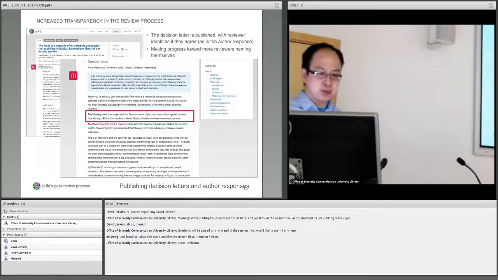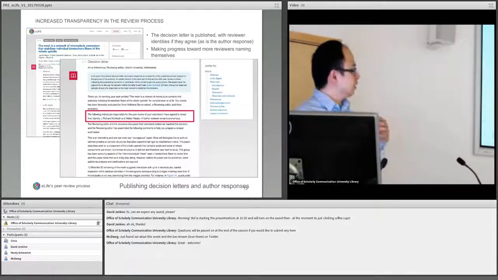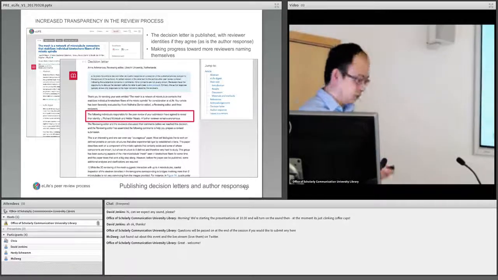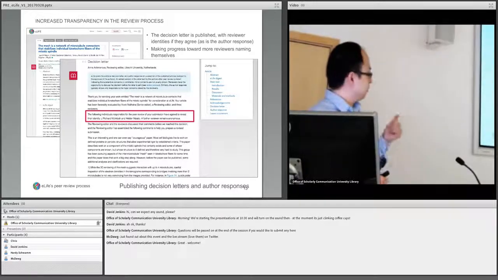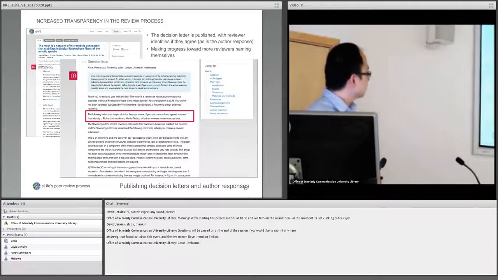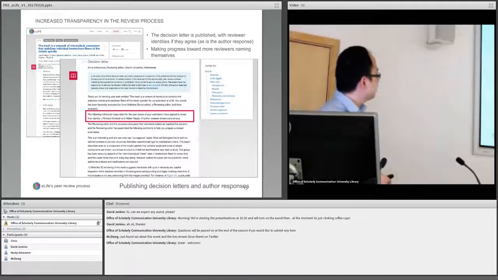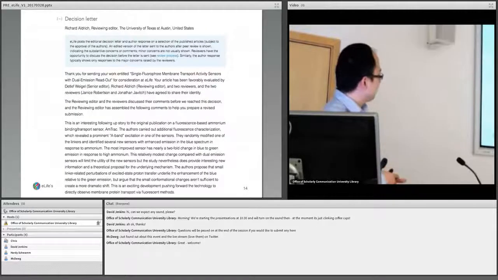A second way we're trying to increase transparency in the peer review process is through the publishing of decision letters and author responses. For articles which are accepted for publication, we will, for example, share the senior editors, the reviewing editor, the reviewers, and the number of reviewers, their identity, if they agree to share their identity. Here is an example of a decision letter where the reviewing editor, the senior editor, and reviewers all have agreed to share their identity. This helps with transparency.